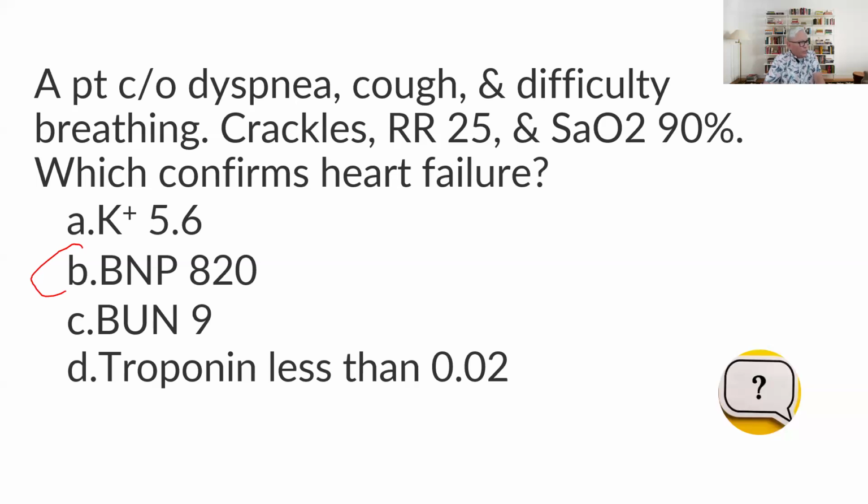Okay, so the answer is option B, the BNP or the B-type natriuretic peptide. This is the biomarker that's released by the ventricles when they are very distended. So remember that if it's less than 100, there's no failure, but 100 and above indicates that there's going to be the presence of heart failure. And thus, in this 820, this is going to be a moderate to severe heart failure.